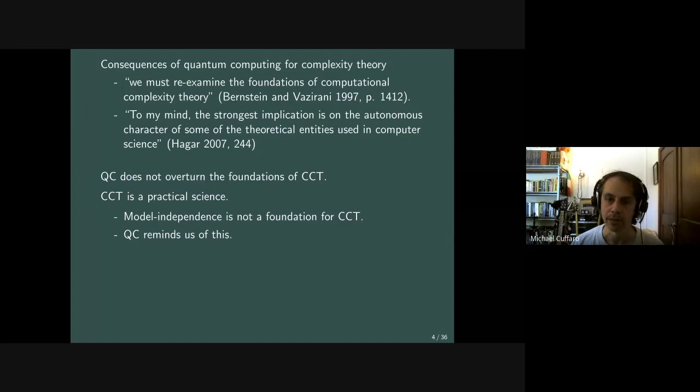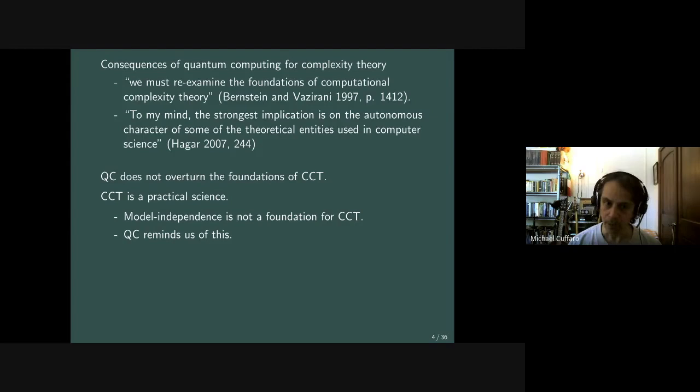For Hagar, the lesson of quantum computing is that we need to give up this notion of model independence, and that's going to have larger, broader consequences for other areas of philosophy. And we'll see what he means by that a bit later.